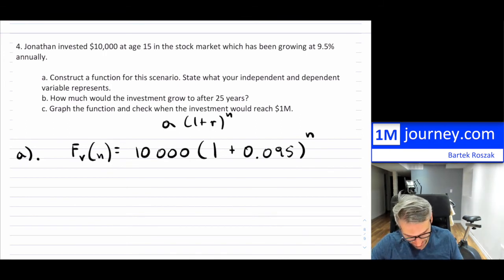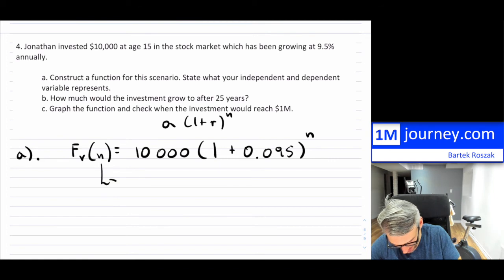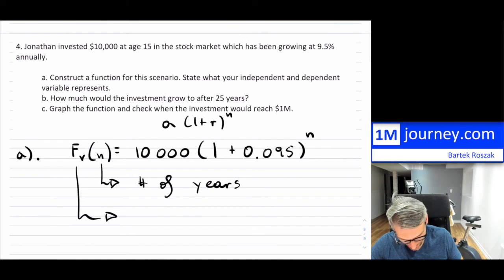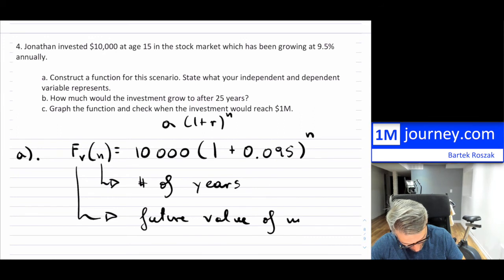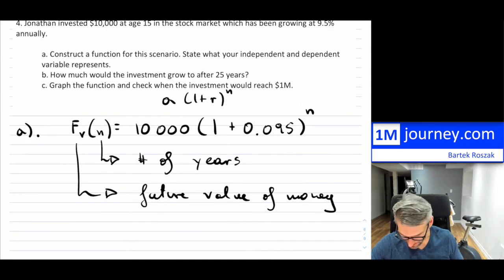State what your independent and dependent variables are. My n, my independent variable, is number of years, because it's annually. And my dependent variable is future value, so money in the future. So this is future value of money. That's what that would be.